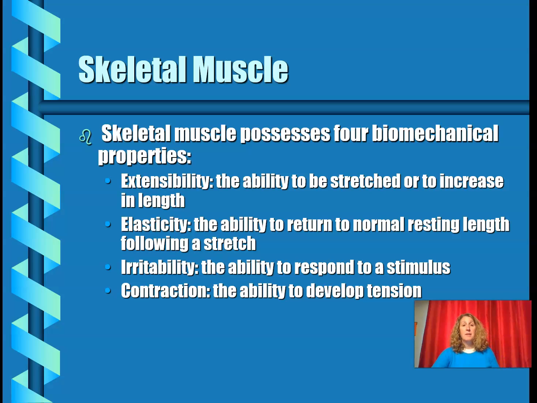The 2 concepts that we haven't talked about regarding these biomechanical properties are irritability and contraction or contractility. So irritability is the ability of the muscle to receive an impulse from the nervous system to generate movement, and the contraction or contractility is the ability of the muscle to create tension that eventually leads to the movement.